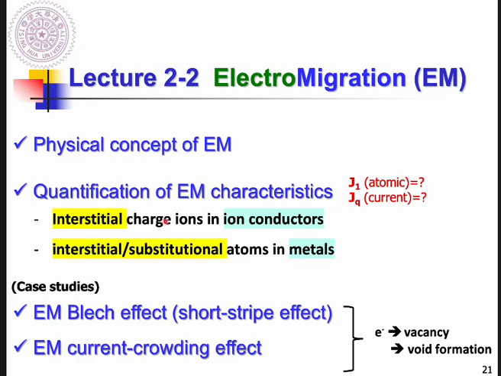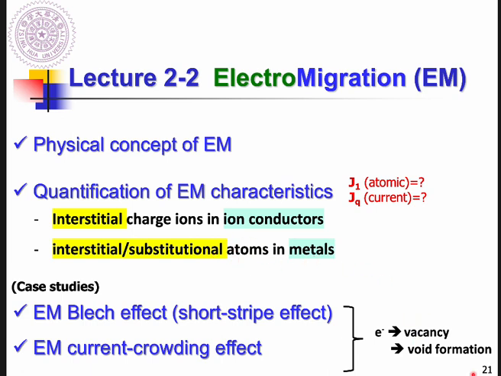The case we just talked about is interstitial charged ions in ionic conductors, and these interstitials play an important role in current density in ionic conductors, right? Next, instead of the ionic conductor, we are going to talk about metals. What we are interested in here are the interstitial or substitutional atoms in metals.